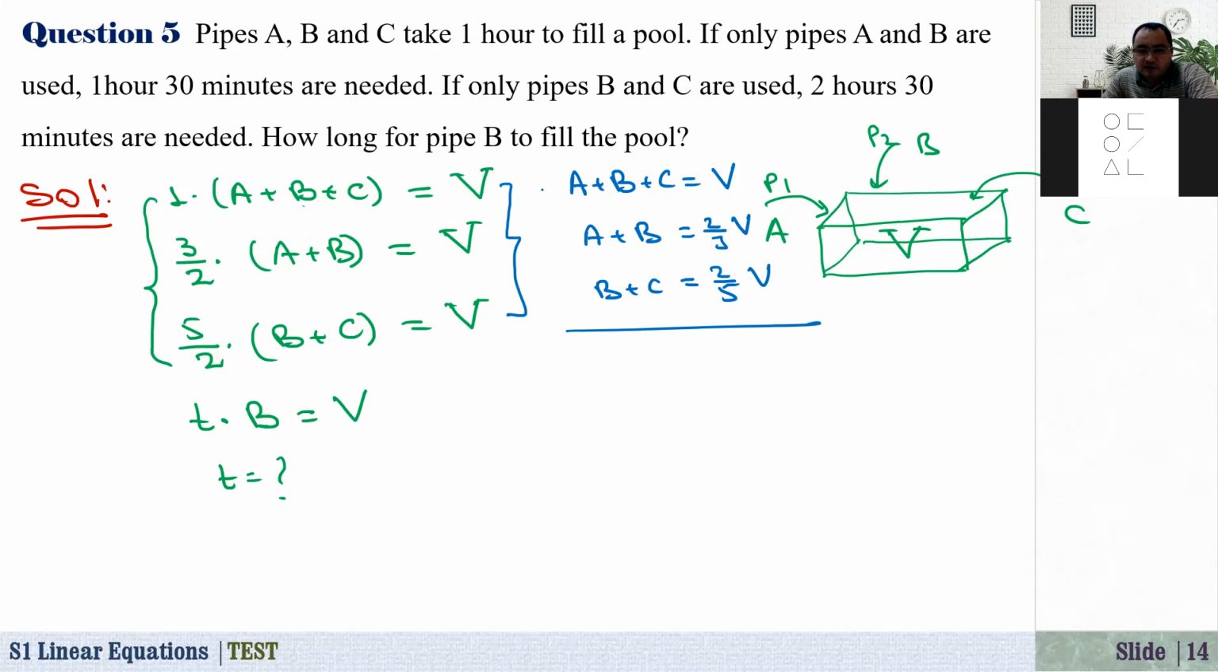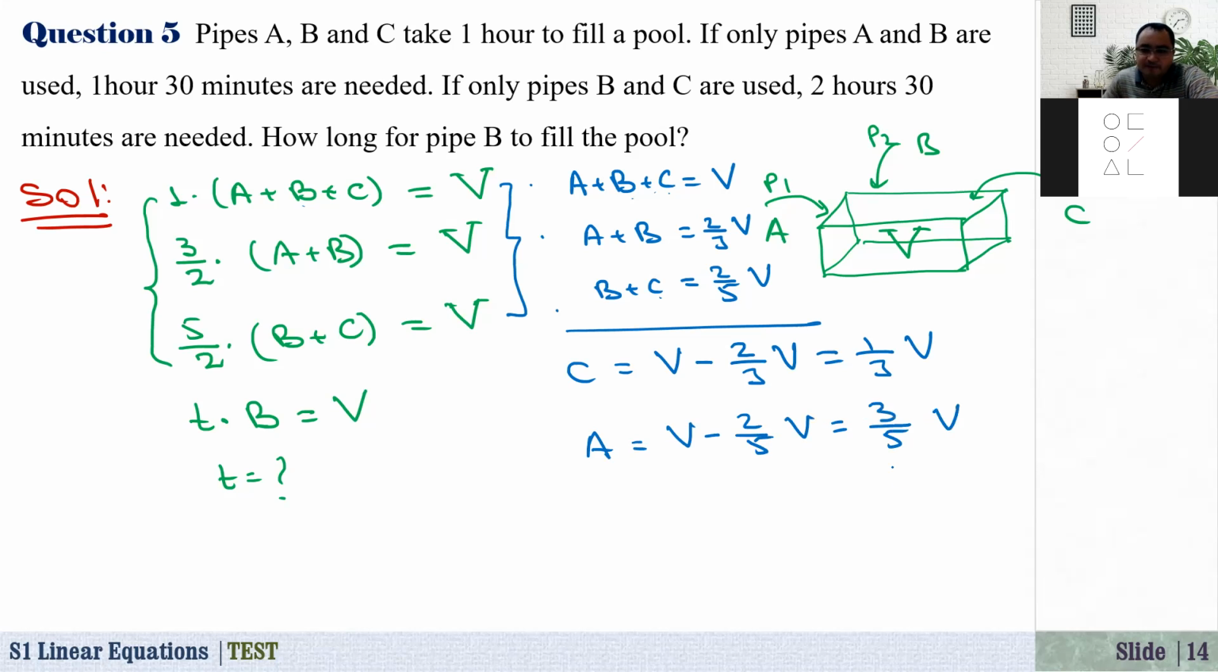Now, if I subtract the second equation from the first one, A plus B plus C minus A plus B, A is gone, B is gone, so here we have C. C equals V minus 2/3 V, which is equal to 1/3 V. How about if you subtract B plus C from the first equation? B and C are gone, so A is equal to V minus 2/5 V, which is equal to 3/5 V, right?